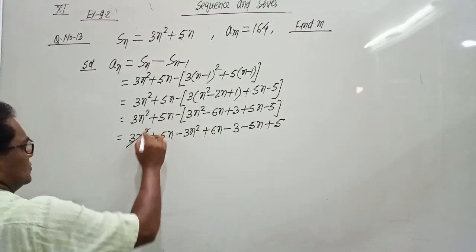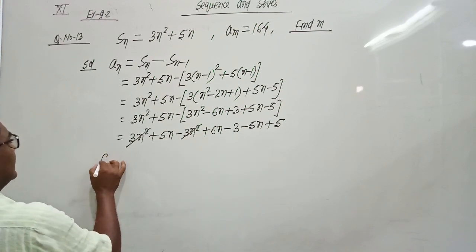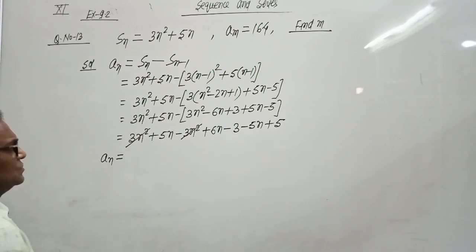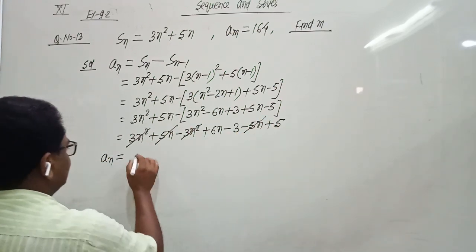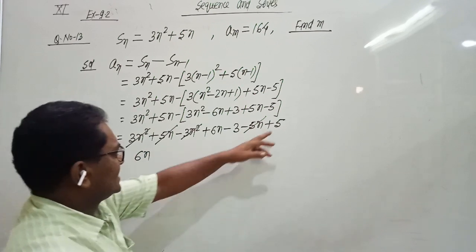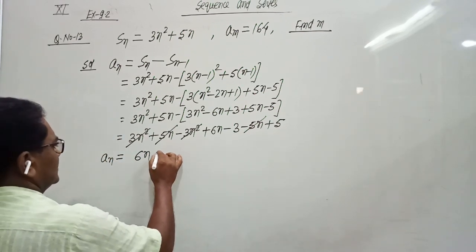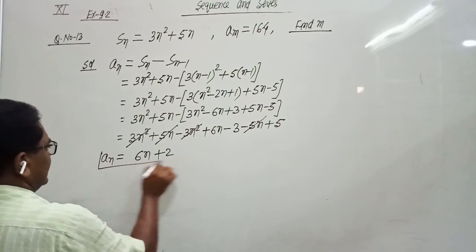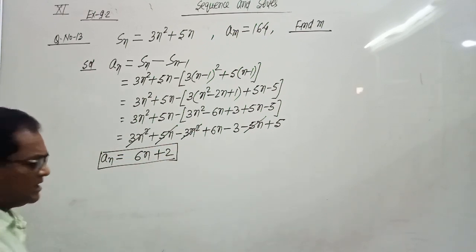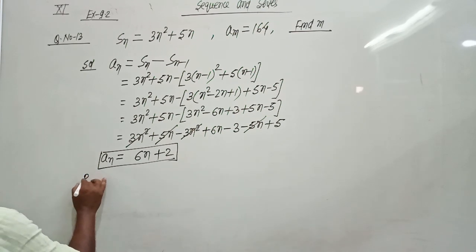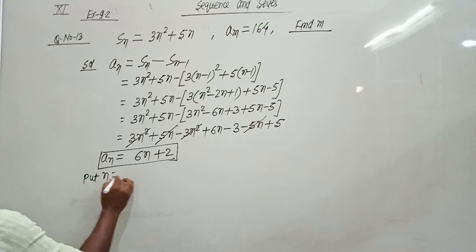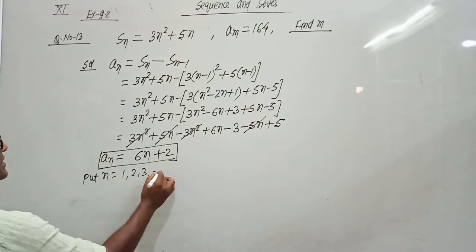So 3n square minus 3n square cancelled, and we get the value of a_n equals to 5n minus 5n cancelled, and 6n and plus 5 minus 3, plus 2. This we get the value of a_n. a_n equals to 6n plus 2. Now we find the AP by putting the value of n equals to 1, 2, 3, and so on.